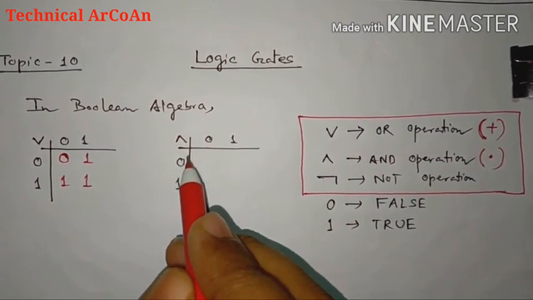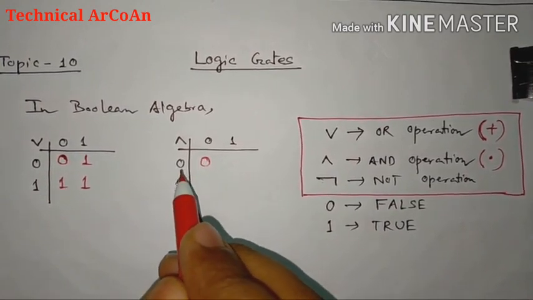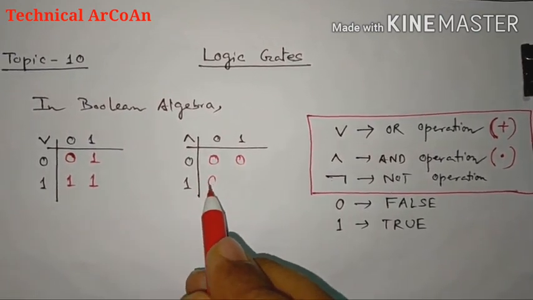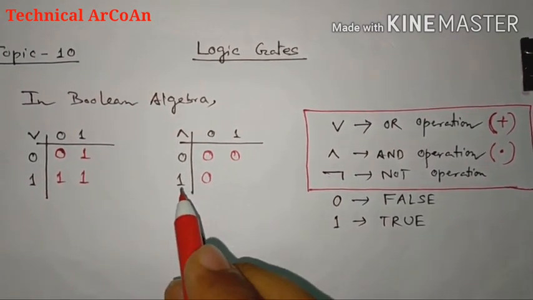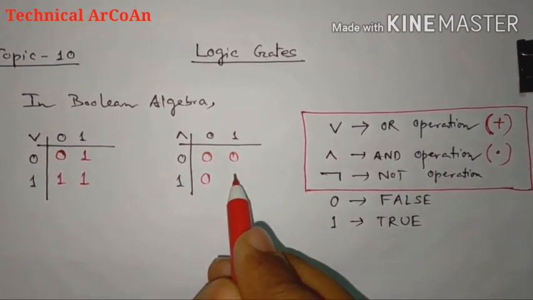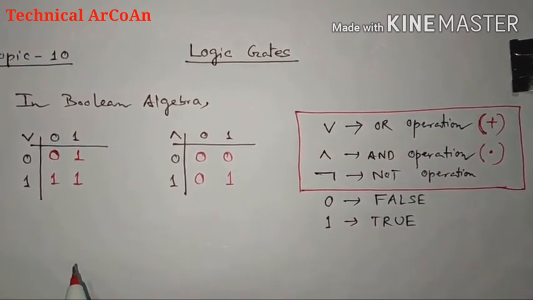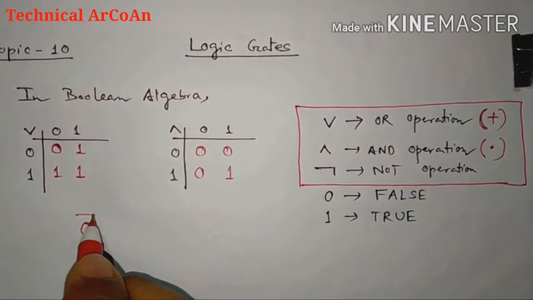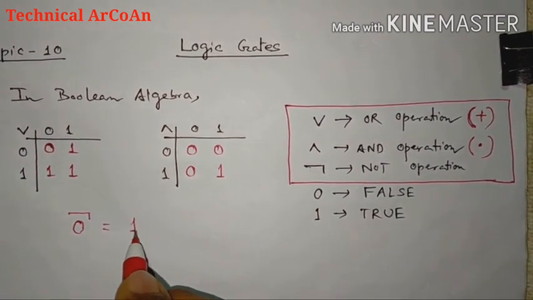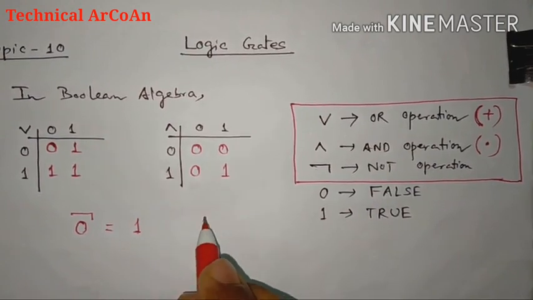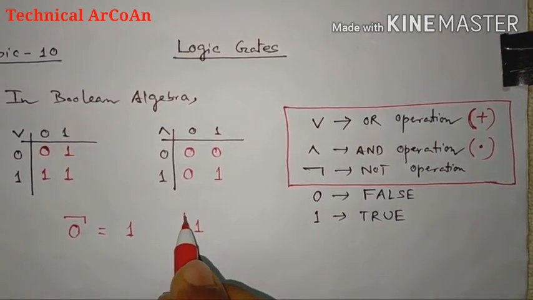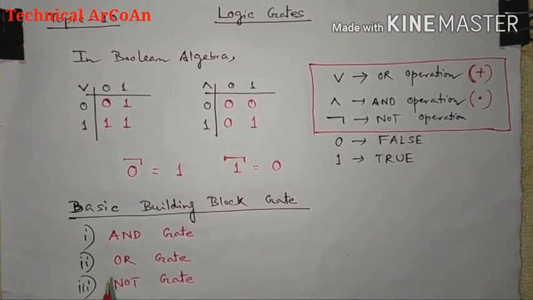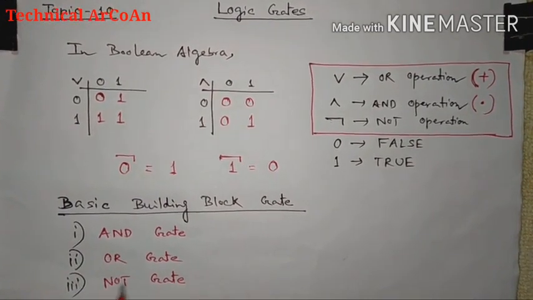If 0 into 0, we get 0 as output. When 0 into 1, we get 0. When 1 into 0, we get 0, and when we do 1 into 1, we get 1 as output. Clear? Now when we use the NOT operation on 0, what will we get? 1, because it's just the complement. And when 1 is there and we use the NOT operation, we get 0.